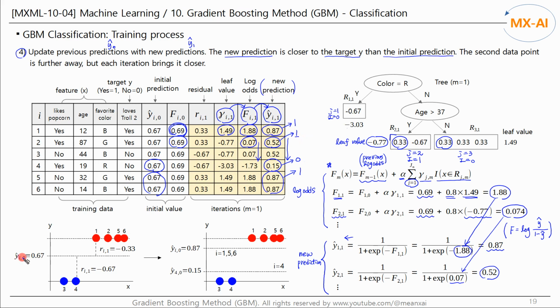Initially, the predictions for all data points were all the same, which was 0.67. So the residuals were this much. After one iteration, new predictions were updated with these values. And these residuals got smaller.